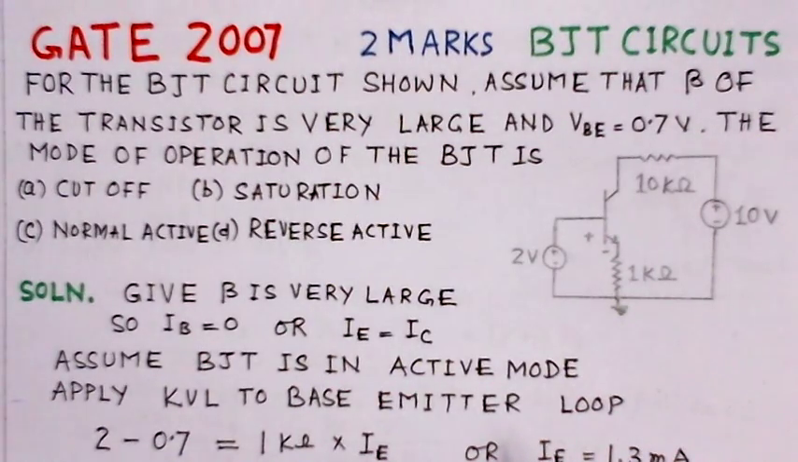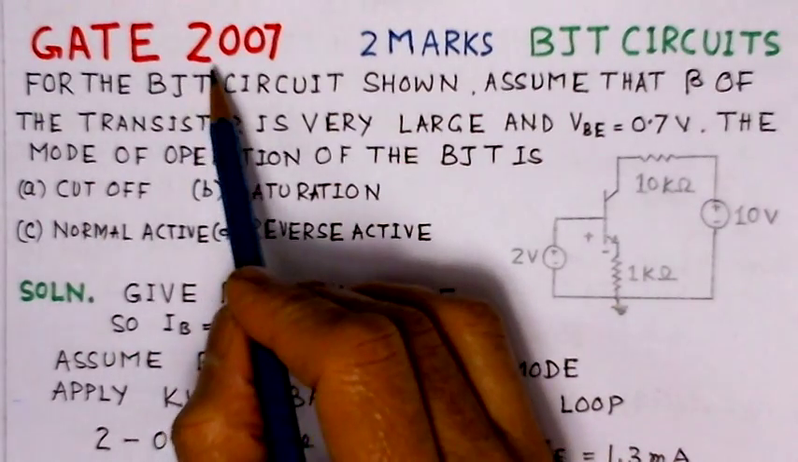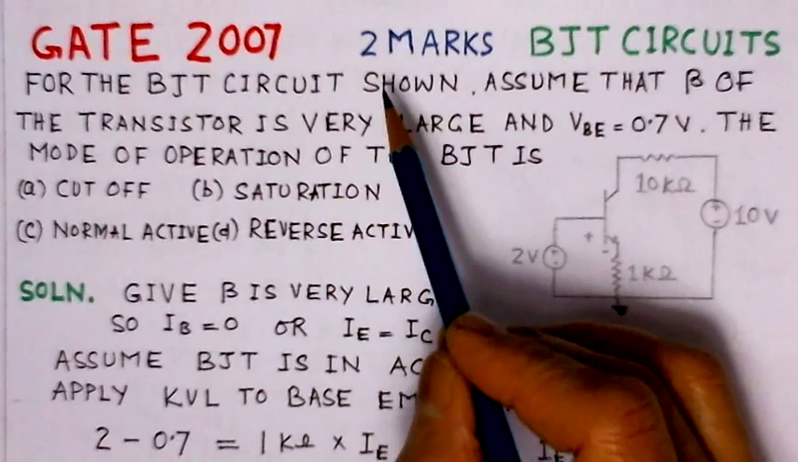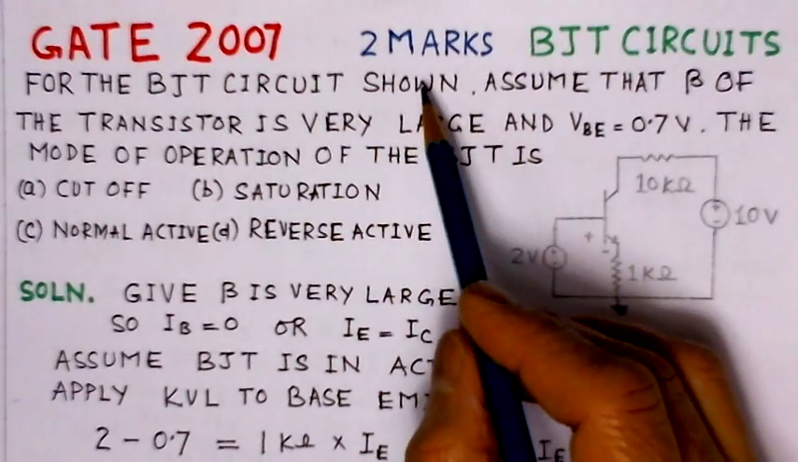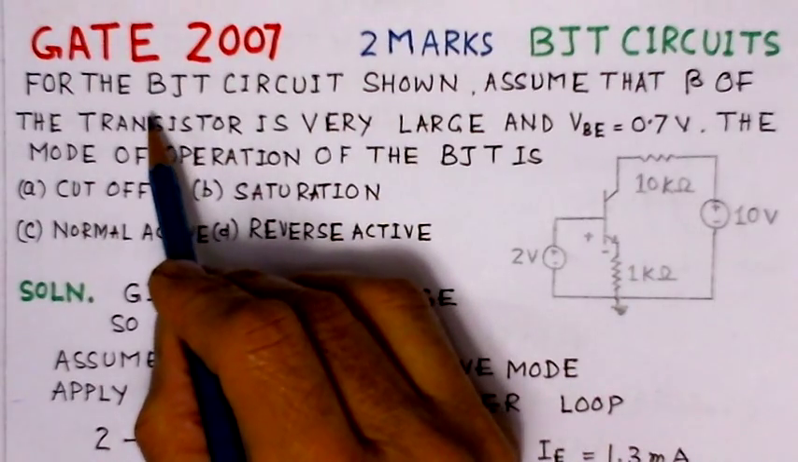The present problem is of GATE 2007. It is on BJT circuits and it's of 2 marks. I'll read out the problem first.